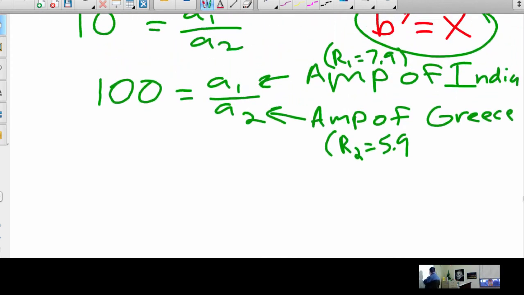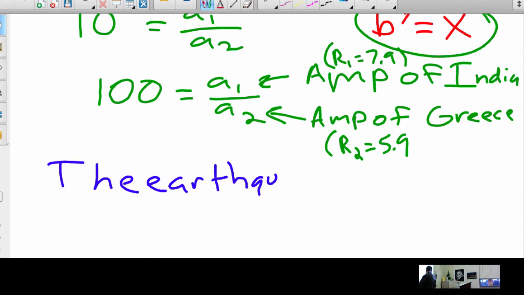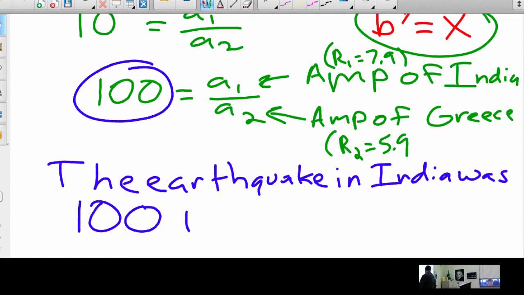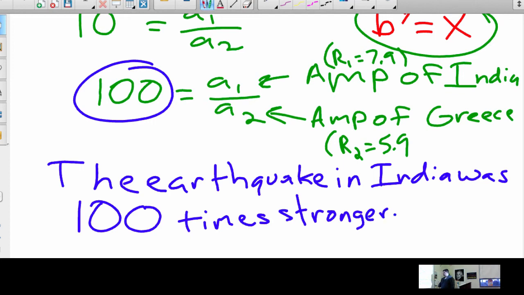That is exactly correct. The earthquake in India was 100 times stronger, based on the amplitude. Does that make sense?